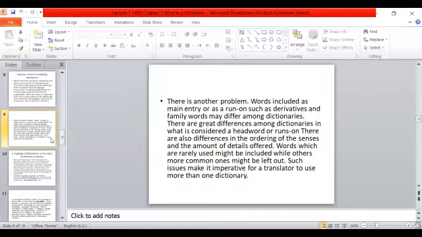There is another problem. Words included as main entry or as a run-on, such as derivatives and family words, may differ among dictionaries. There are great differences among dictionaries in what is considered a head word or run-ons. There are also differences in the ordering of the sentences and the amount of details offered. Words which are rarely used might be included, while others, more common ones, might be left out. Such issues make it imperative for a translator to use more than one dictionary.